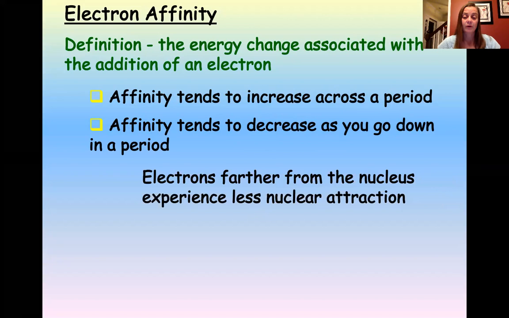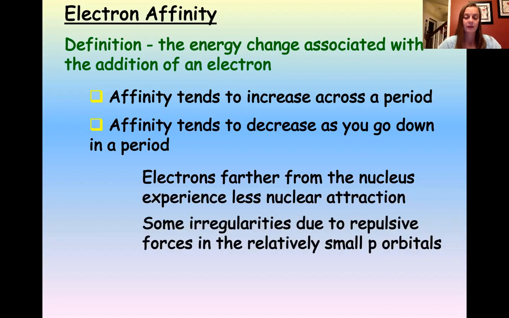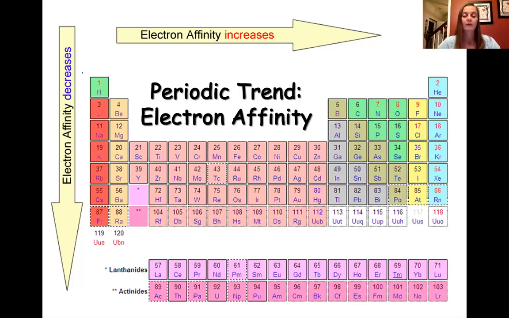Those electrons that are farther from the nucleus, less nuclear attraction, meaning that there's less attraction to pull that electron in, less energy released, lower electron affinity. Again, there are some irregularities in the p orbitals, especially when we reach that half-filled or completely filled. But in general, as we go across the periodic table, electron affinity increases. As we go down a group, electron affinity decreases. So this trend and the ionization energy trend are the same.